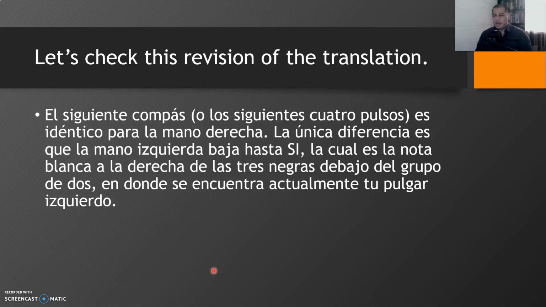El siguiente compás o los siguientes 4 pulsos es idéntico para la mano derecha. La única diferencia es que la mano izquierda baja hasta Si, la cual es la nota blanca a la derecha de las 3 negras, debajo del grupo de 2, en donde se encuentra actualmente tu pulgar izquierdo.